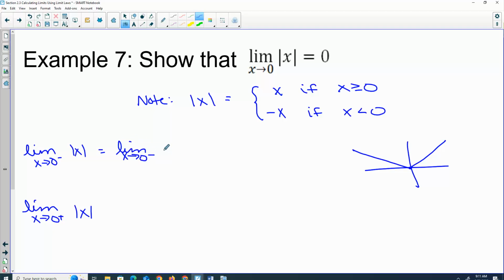If I'm approaching 0 from the left, that means I'm plugging in things smaller than 0. So I'm on the less than 0 piece, so that is the opposite of x. Okay, if I'm plugging in negatives, the absolute value is doing the opposite. It's making them positive.